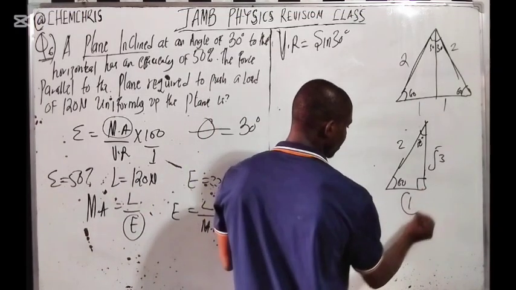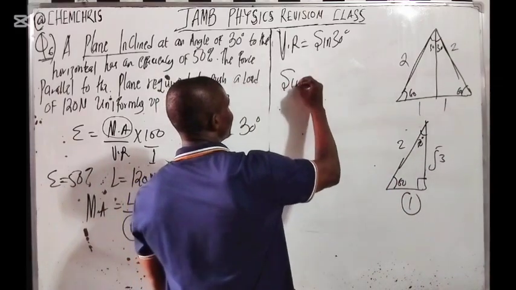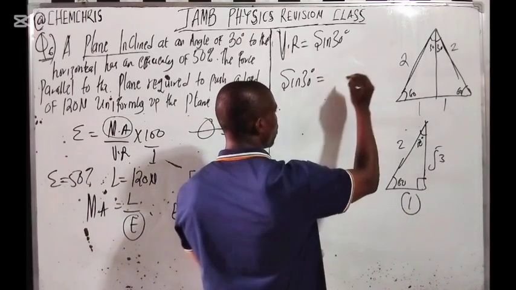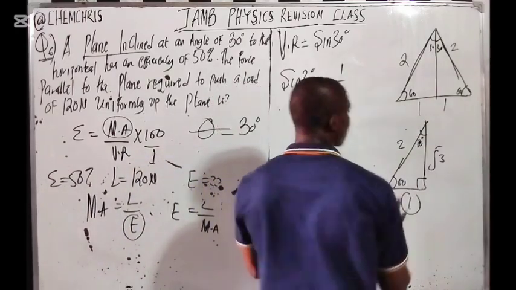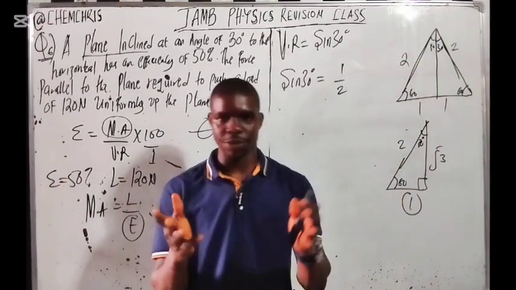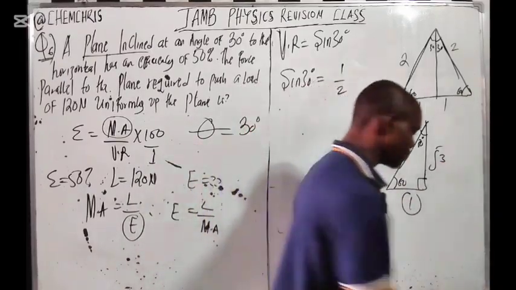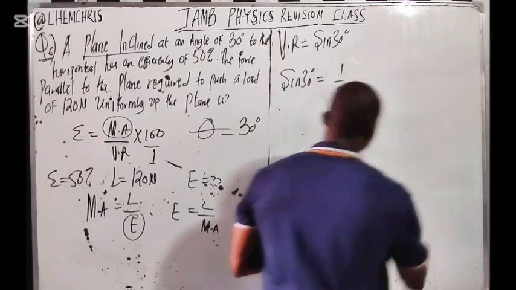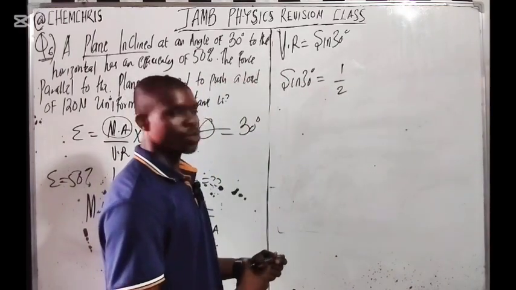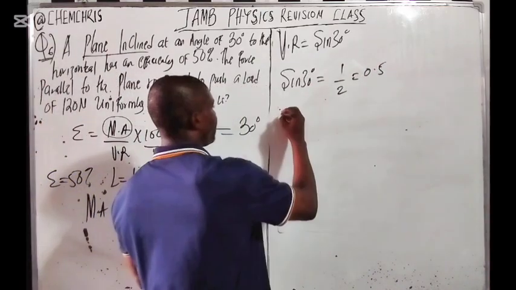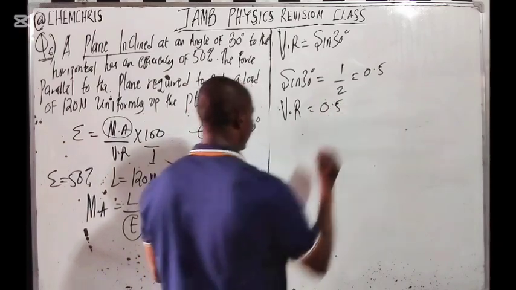Now you talk about sine theta, right? Remember, you have opposite over hypotenuse here. My sine 30 is opposite over hypotenuse, which is 1 over 2. If you don't know how I got this one, go and check my video on trigonometry. For you to get the video on trigonometry, just leave a message that you want the video on trigonometry, and I will send you the link directly so you can understand it better. But I don't want to go into this one here. Now we know that sine 30 degrees equals 1 over 2, which is also 0.5, right? So our velocity ratio is 0.5.